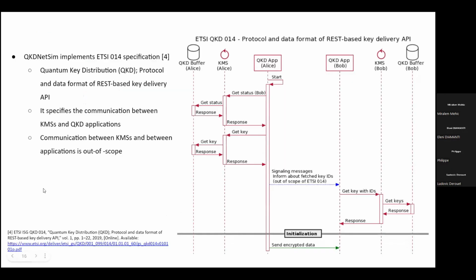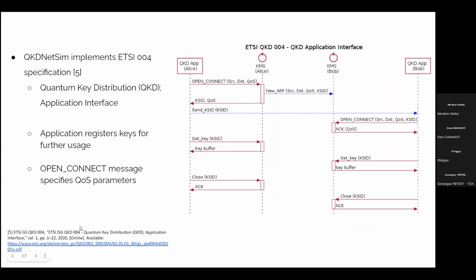Okay, regarding the protocols, we implemented 014 and 004. So you already know the story: the application communicates with the KMS, asking for status, asking for the possible route. Based on the response, it's going to ask for the key. And then after that, it's going to signal the information to the other KMS about the queries, about the key IDs, and then to start the procedure on the second side.